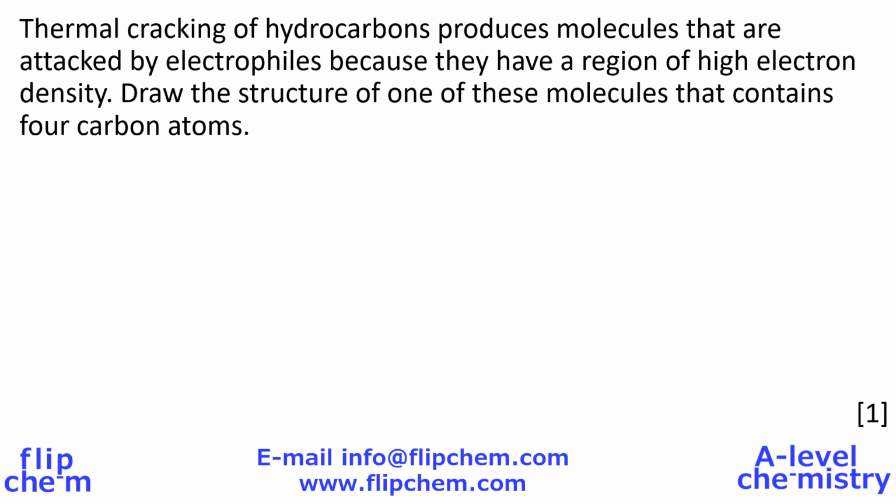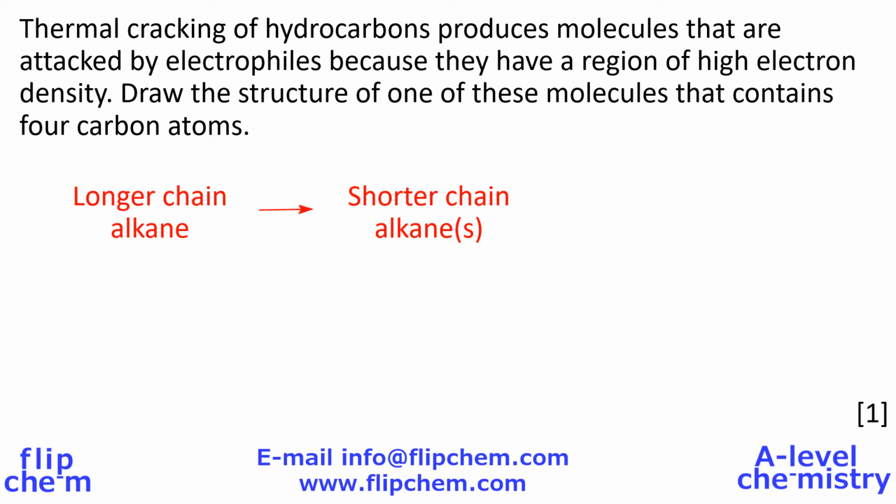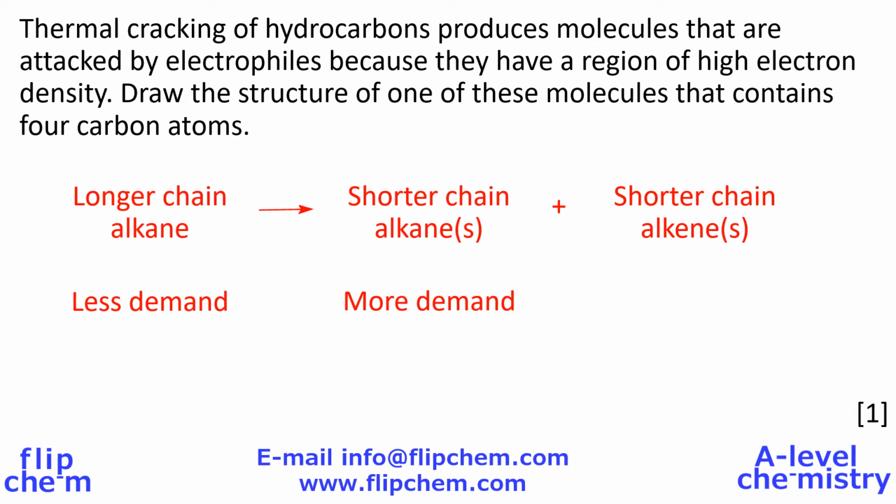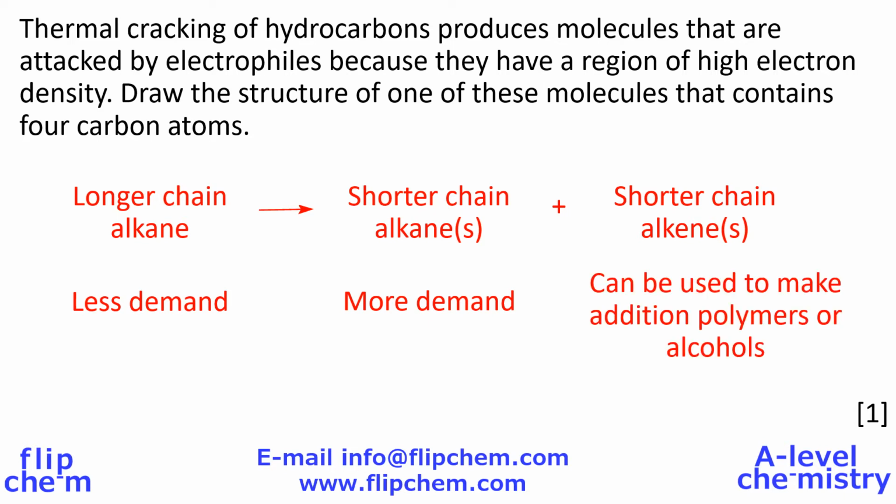This is only a 1-mark question, but I've taken this as an opportunity to go through some ideas associated with what cracking is. So we take a longer chain alkane and we convert that into shorter chain alkane or alkanes, and then also alkenes as well. The reason for that is because there is less demand for the longer chain alkanes. We don't have as many uses for them. There is more demand for the shorter chain alkanes, so for instance you might want to use them for fuel for cars, but also the shorter chain alkenes can be used to make polymers, addition polymers, or alcohols.